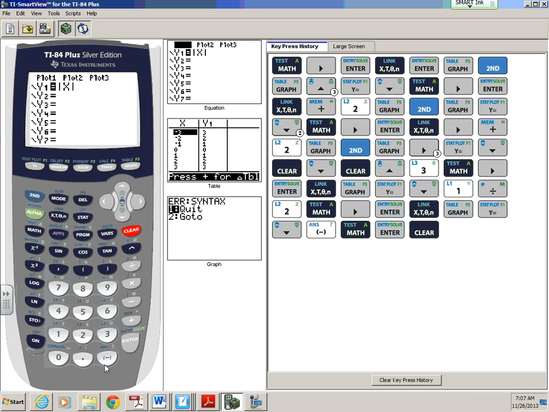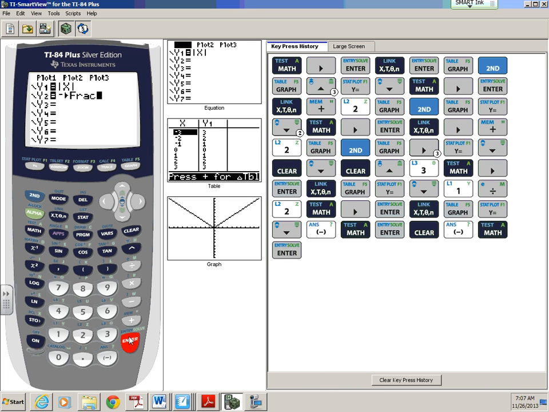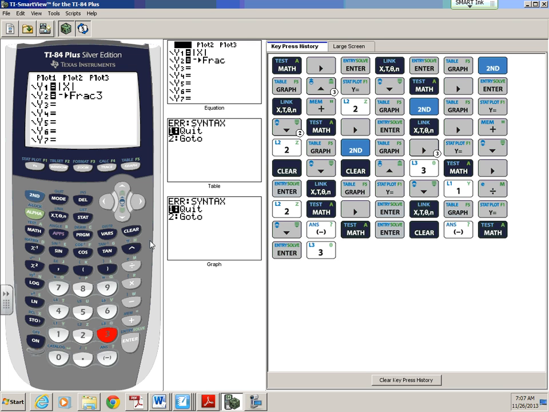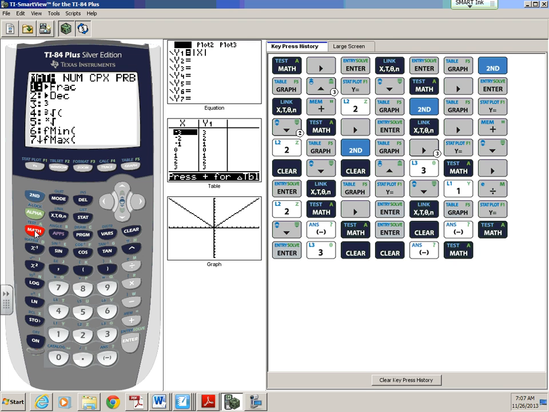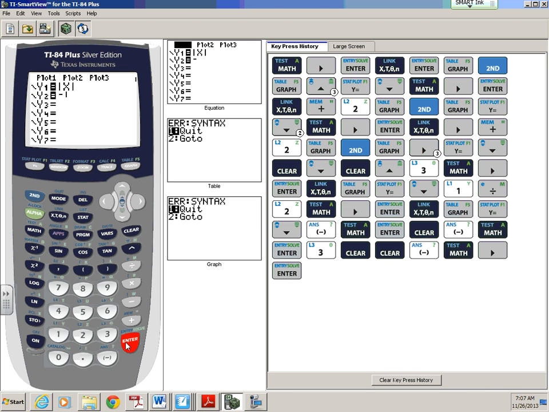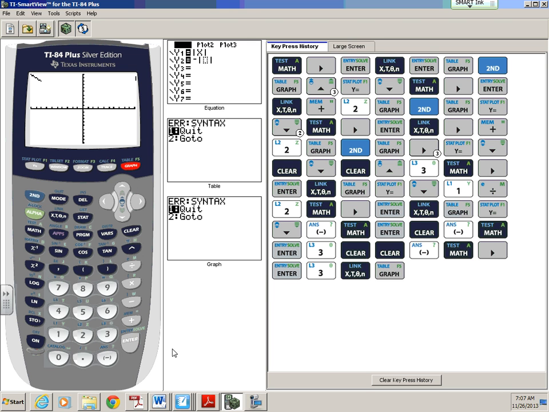Wait, let me just clear all this. Negative, math, enter, 3. Why is it coming up with a fraction symbol? All right, y equals negative, math. Oh, that's why. Move it over to number. Absolute value of 3x. Now I want to see what those graphs look like.